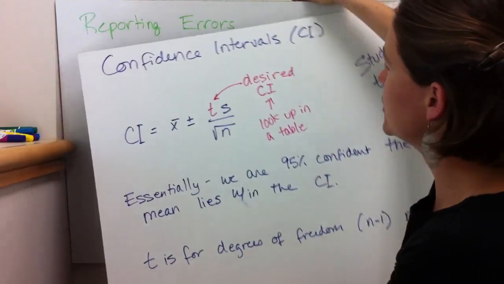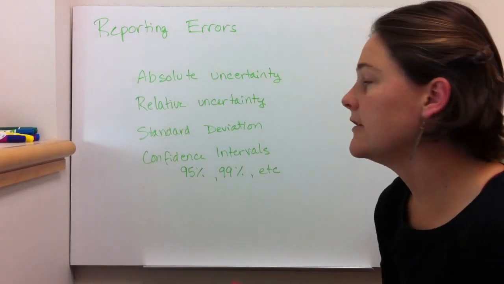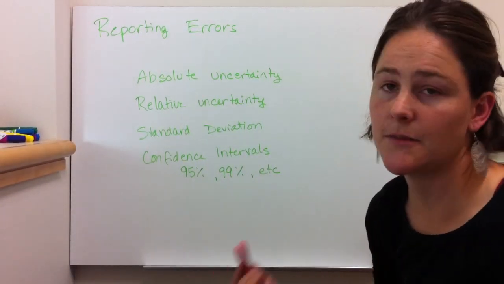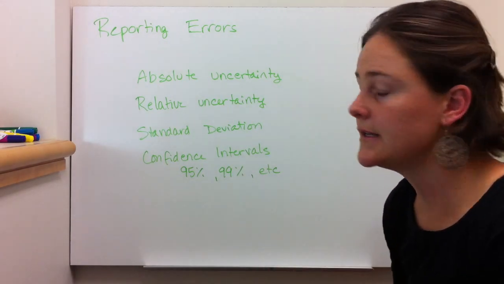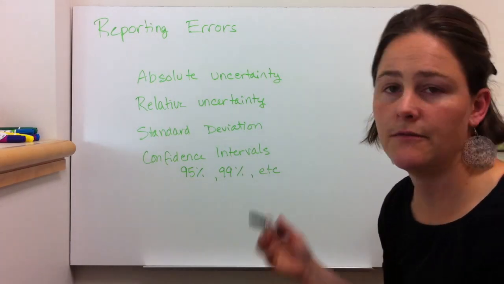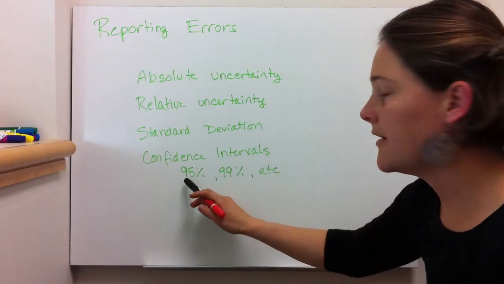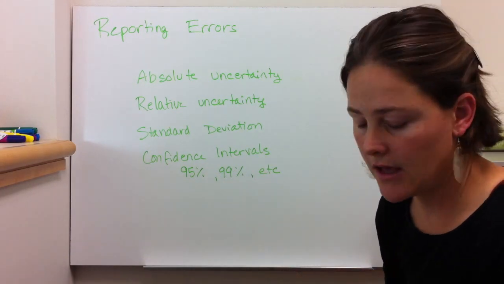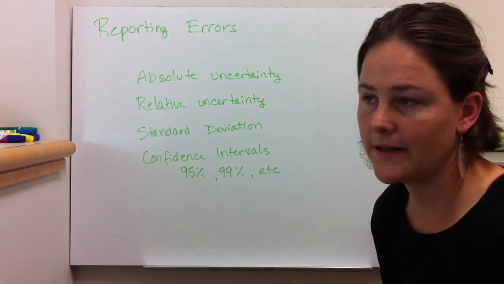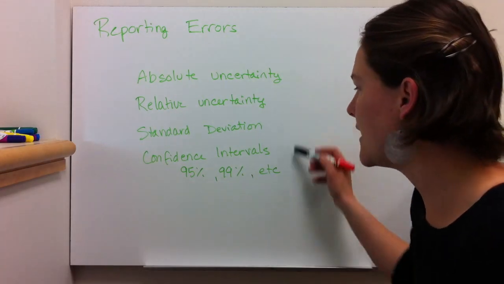Okay. So, in reporting errors, we've talked about a bunch of different ways that you can report errors. You can report absolute uncertainties, relative uncertainties. We talked in this video about standard deviation and confidence intervals. And the confidence intervals can be 95% confidence, they can be 99% confident. And those are basically what we've talked about so far, but it doesn't really matter which one you use.